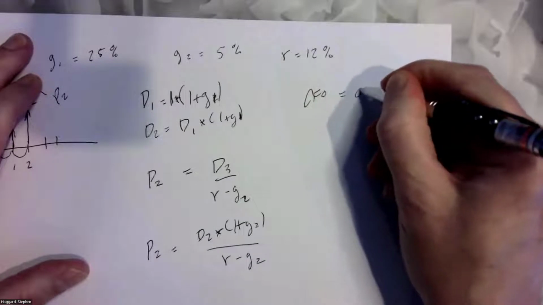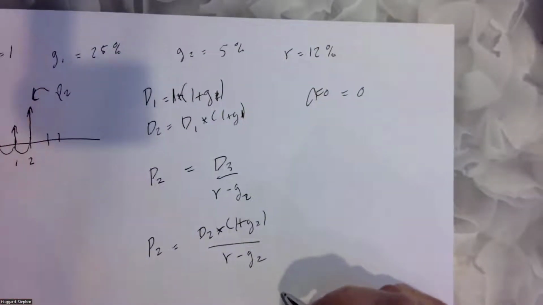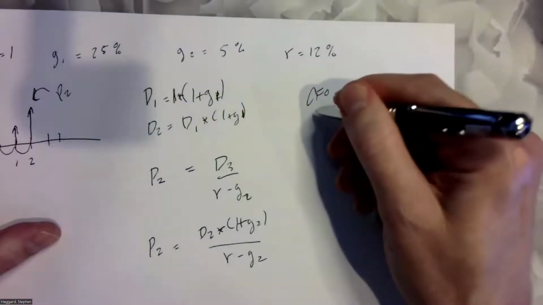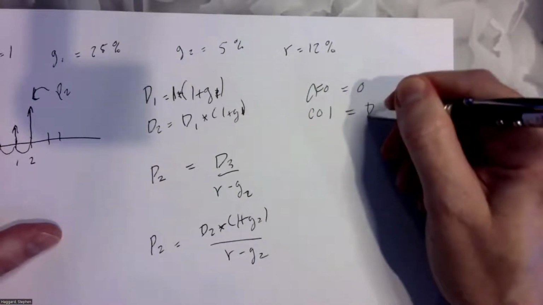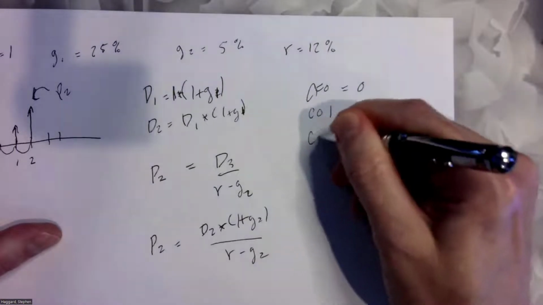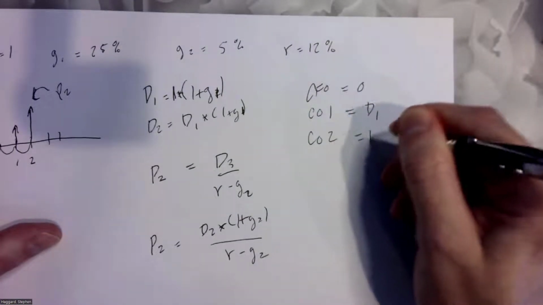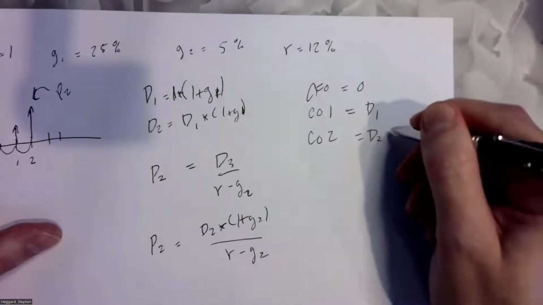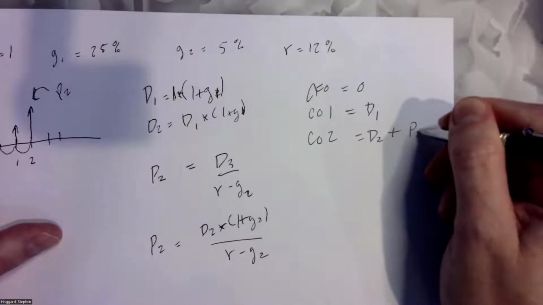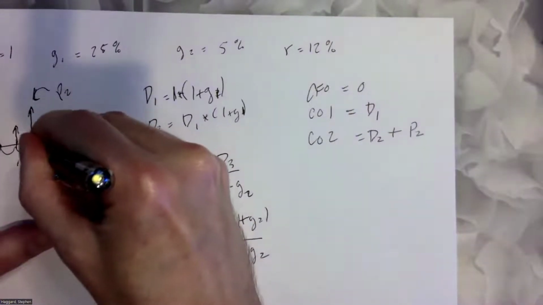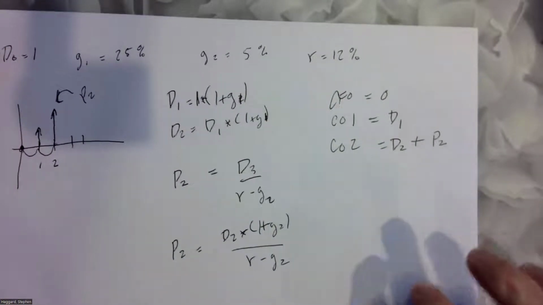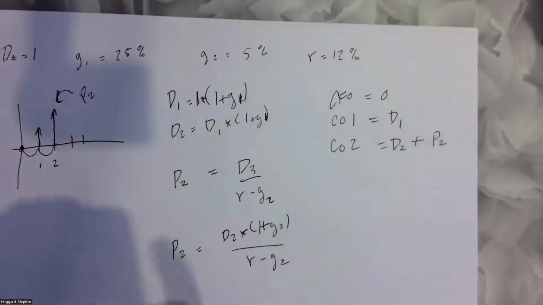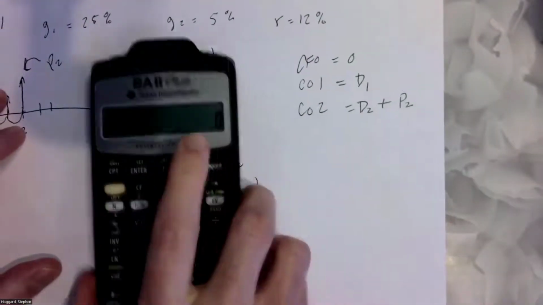And so what I want to do in my calculator is, first of all, recognize that we don't get the year 0 dividend unless they tell us otherwise. C01 is going to be equal to D1. C02 is going to be equal to D2 plus P2, because both of those cash flows happen at the same time. So I want you to go ahead and get your calculator out. If you haven't already, get that thing turned on.